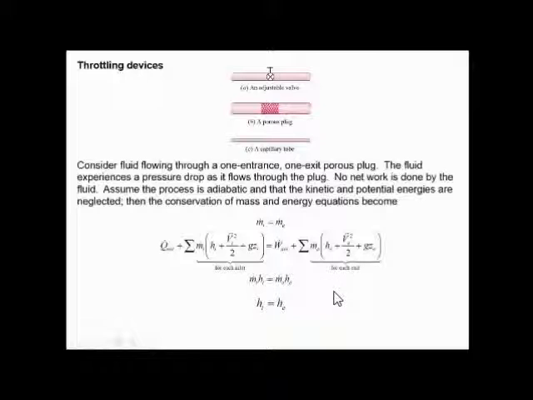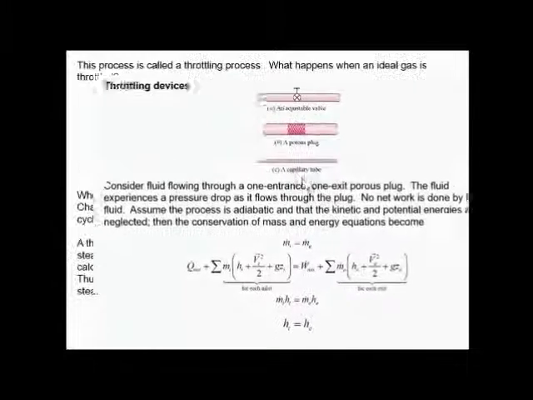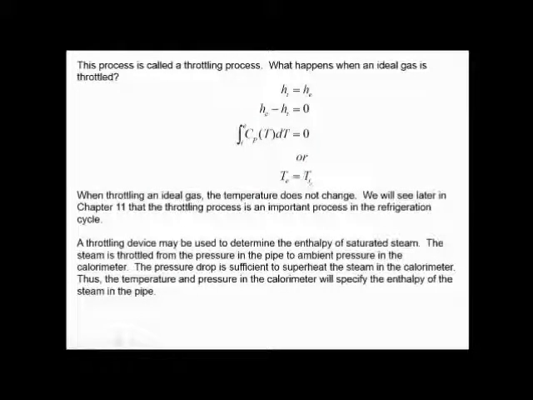So in this case the main thing that happens is h1 equals h2. That means the pipe is kept at the same level, and the formula rather becomes this. This process is called the throttling process. So what happens when an ideal gas is throttled? h1 equals h2, that is, the enthalpy input equals the output enthalpy. So if you consider Cp dT equals 0, there is no net change in the temperature. So when throttling of an ideal gas takes place, the temperature does not change, that is, delta T equals 0. We will see this later in other chapters.